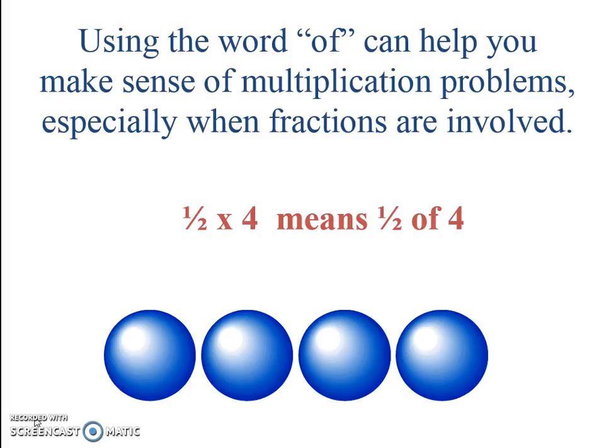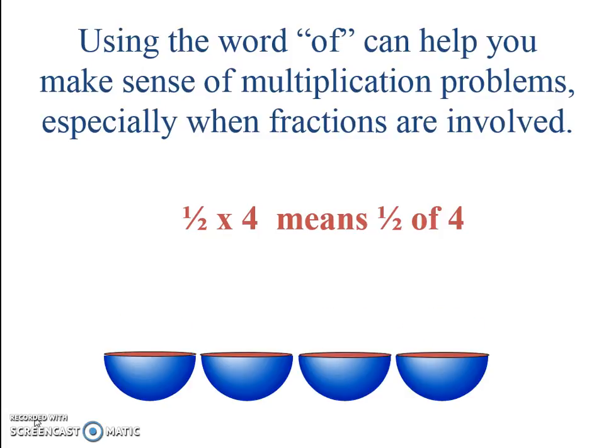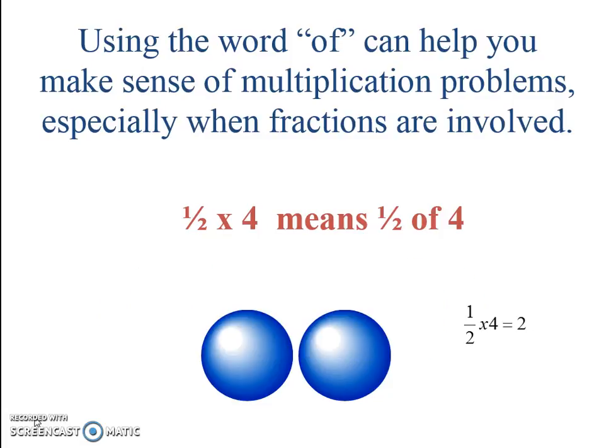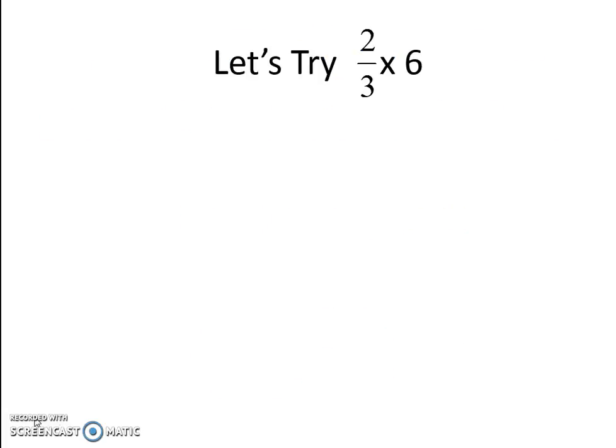Okay, so let's use what we know to solve some multiplication problems. Remember, the word of means to multiply. So if I had 1/2 times 4, what I'm really saying is that I need half of 4. So I'll take these 4 spheres and I'll cut them in half, each one of them, and that leaves me with 2 whole spheres. So 1/2 times 4 equals 2, or half of 4 is 2.